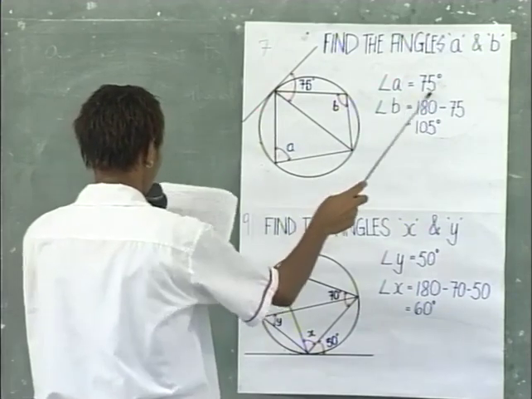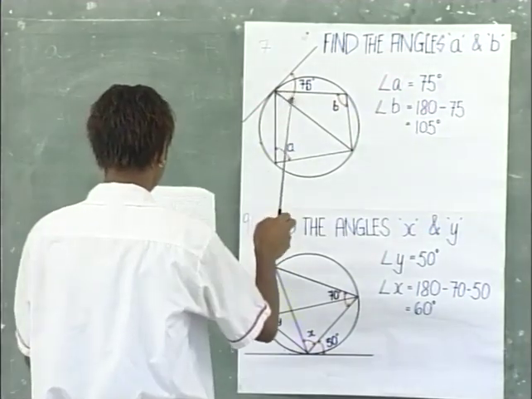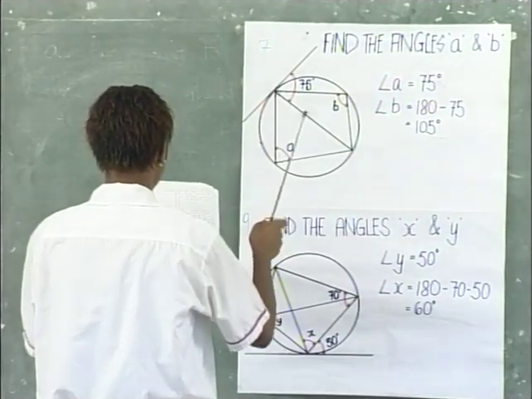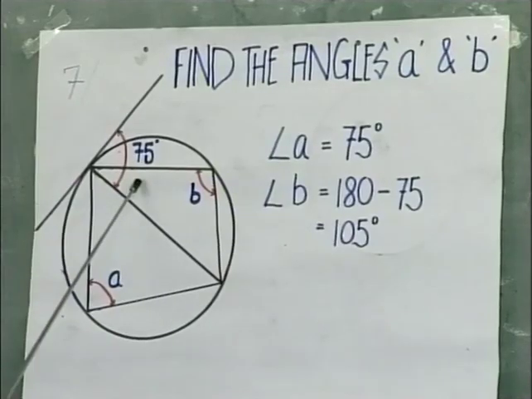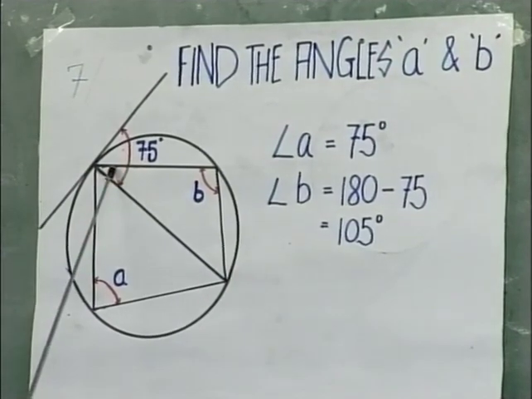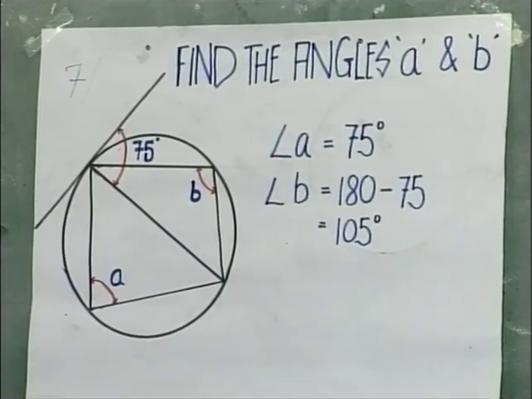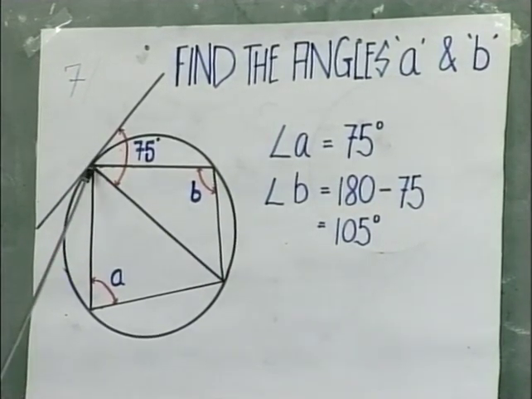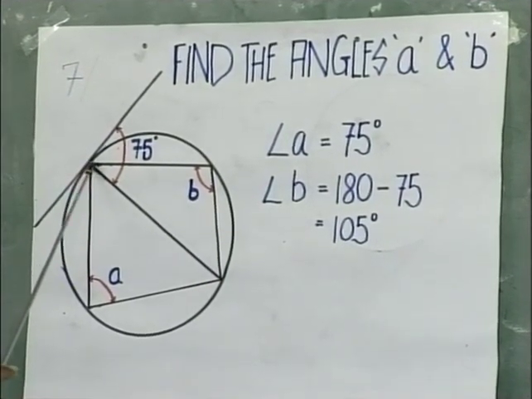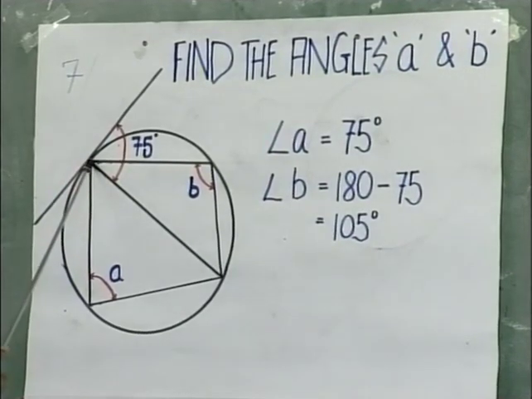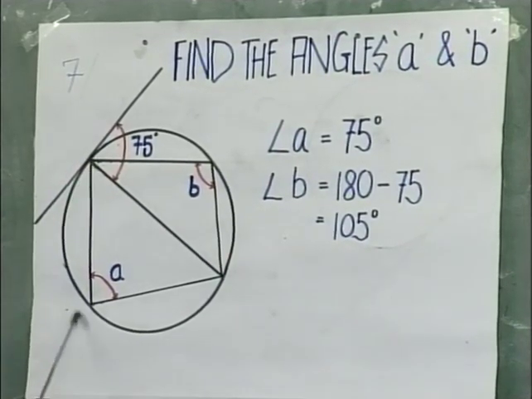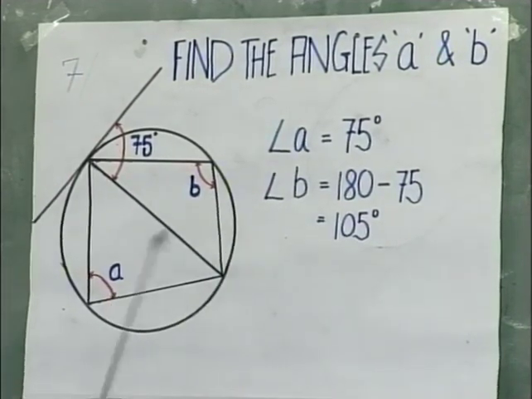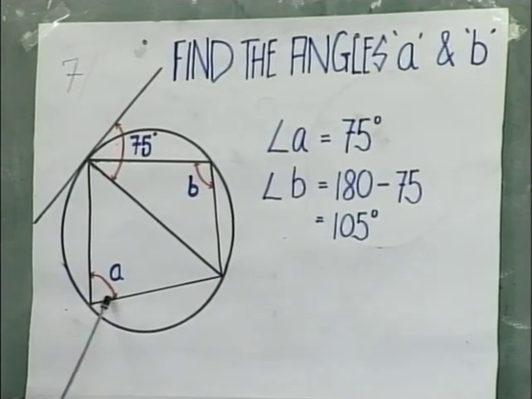Angle A is equal to 75 degrees because of property number 4 of the tangent properties of a circle, which states that the angle between a tangent and a chord drawn from the point of tangency equals the angle at the circumference subtended by the chord. So angle A is equal to 75 degrees.